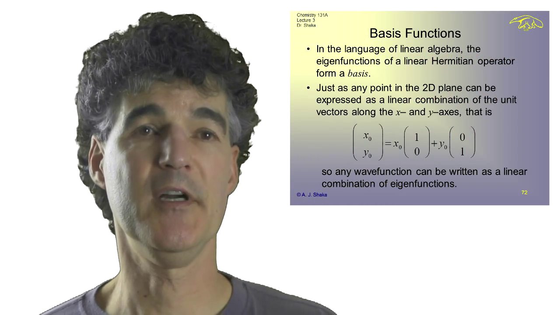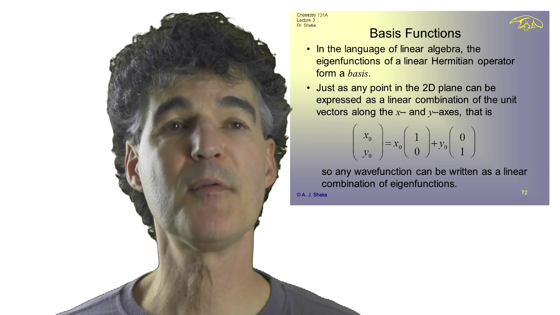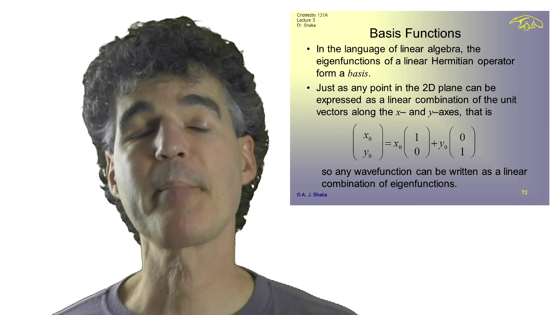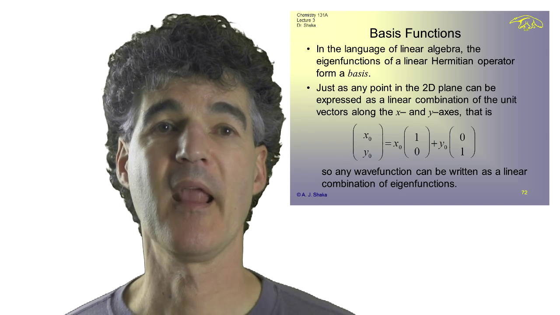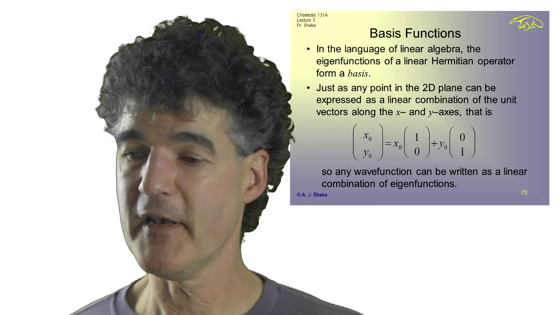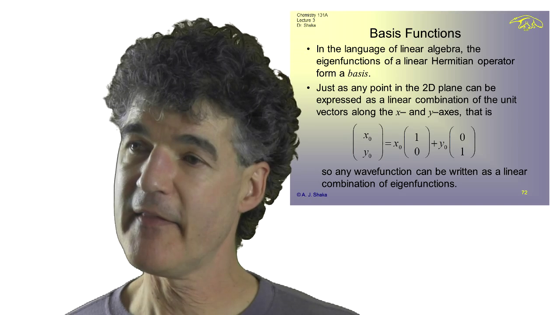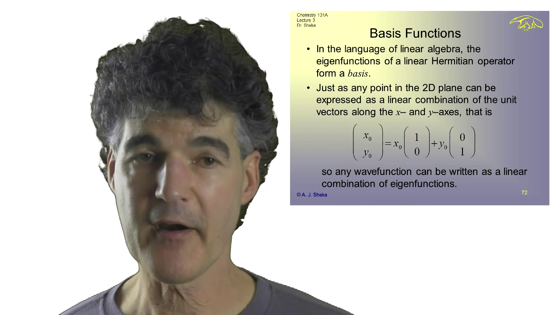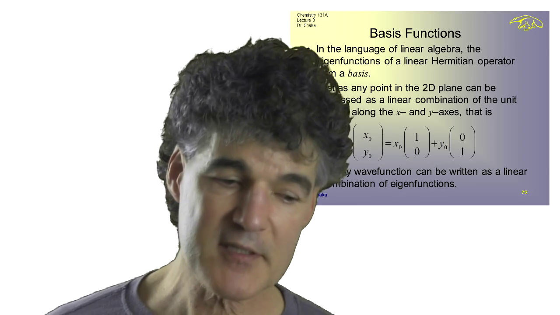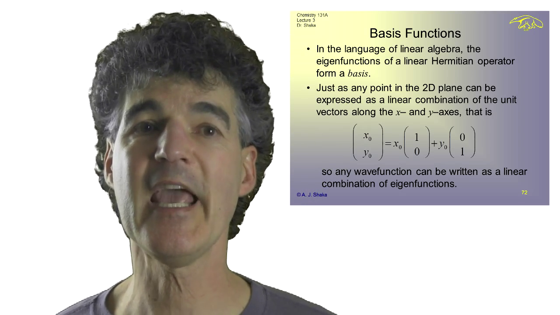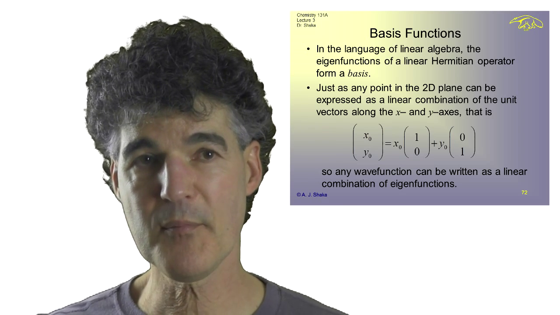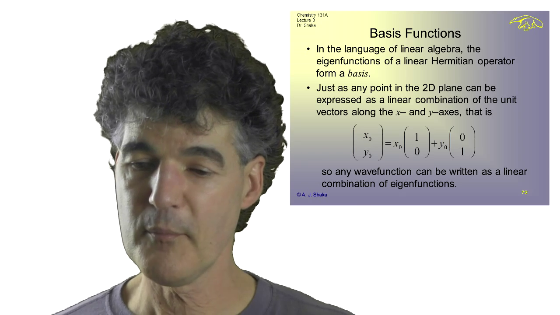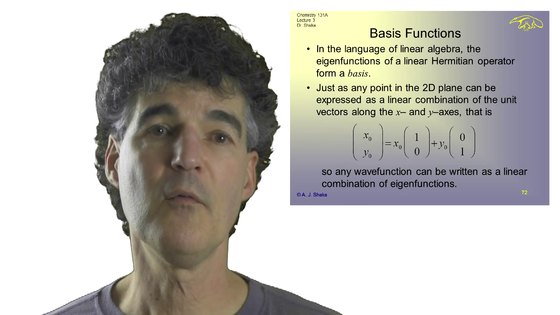In the language of linear algebra, the eigenfunctions of a linear Hermitian operator form a basis. So if I take a point in a two-dimensional plane and I want to figure out where I am, I know that if I go a certain unit out on x along the x-axis and then up or down by y, I can get to the point. Furthermore, any point anywhere can be expressed as a combination of some distance this way and some distance up or down. And there's no point that can escape. So if we have a vector, any point x naught, y naught, that's equal to x naught times the coordinate unit along the x-axis plus y naught times the coordinate unit along the y-axis.